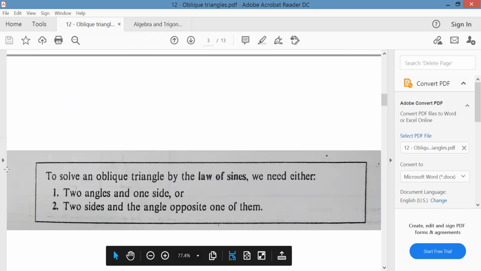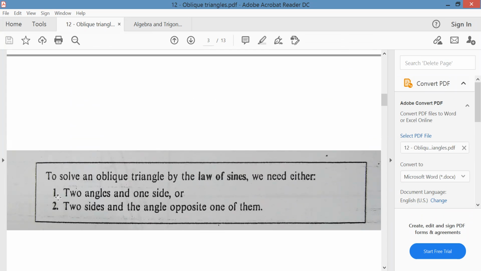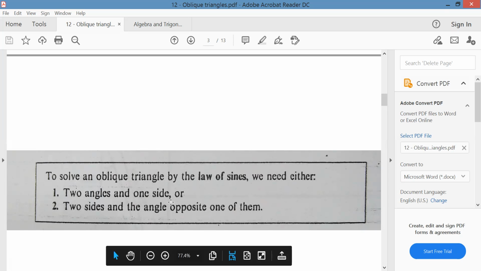To solve an oblique triangle by law of sines, we need either two angles and one side is given, or two sides and the angle opposite one of them. The included angle should not be given; two sides are given and an angle opposite one of the sides is given. So this sine law can be used in such a situation.